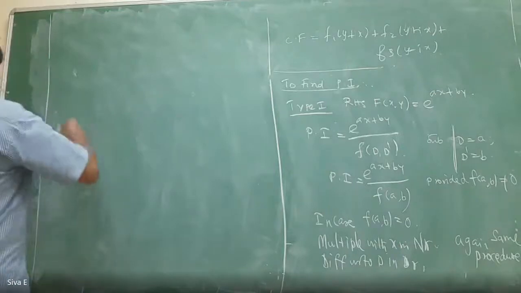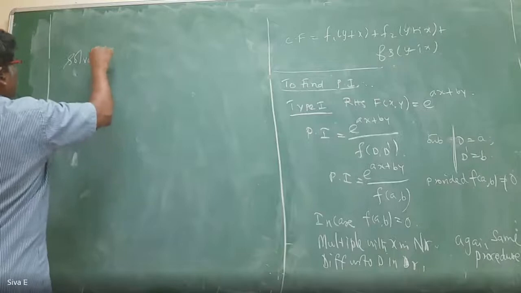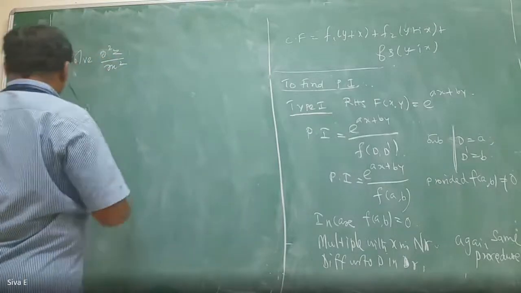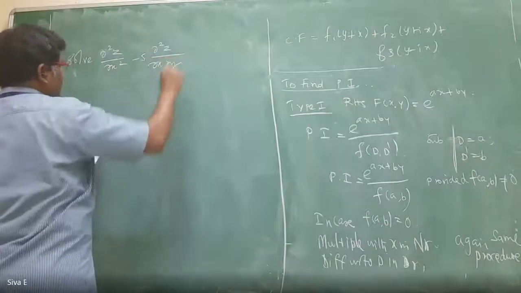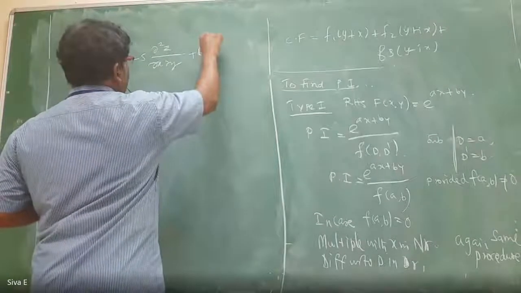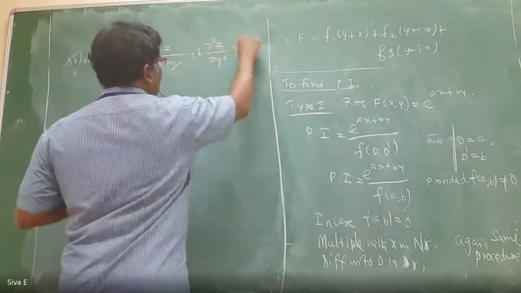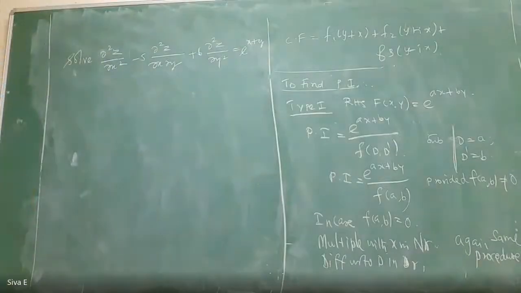Solve: del square z by del x square minus 5 del square z by del x del y plus 6 del square z by del y square equal to e power x plus y. Then how to solve it?